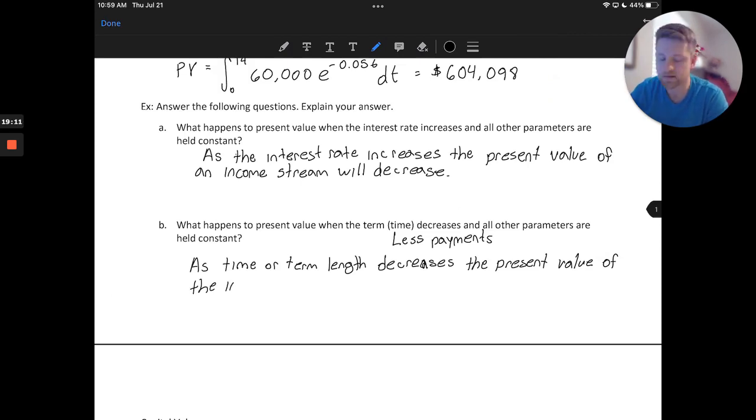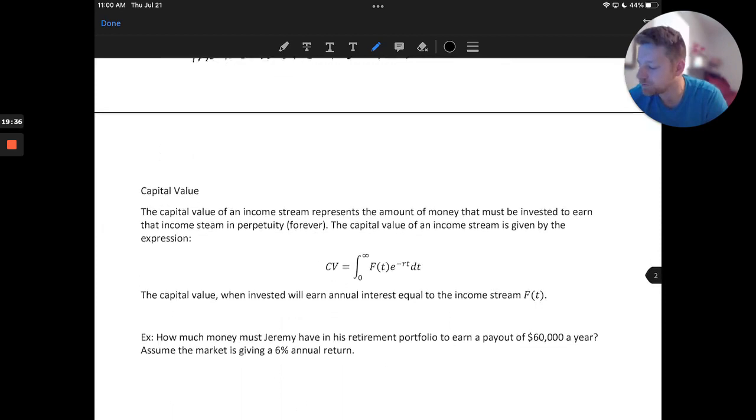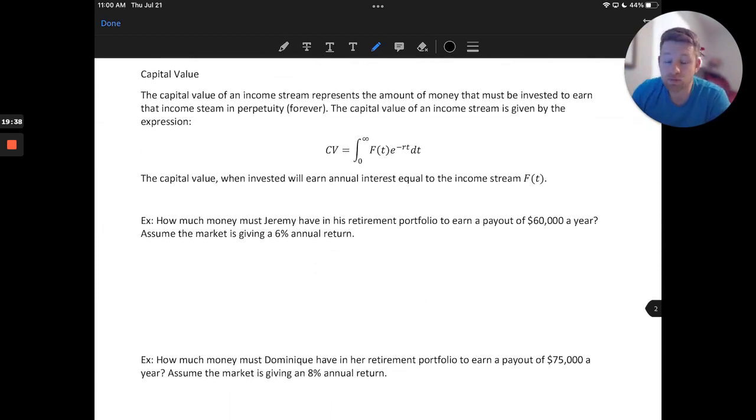Now, that solution is probably a little bit more intuitive to us since there's less payments available to accumulate. That means the actual value of that present income stream is also less. So I think that one might be a little bit easier to understand. So let's go ahead and continue working through and take a look at our second objective, capital value. Now, capital value is a little bit different, but it's playing kind of the same idea with this income stream. So let's read the definition and look at some problems.